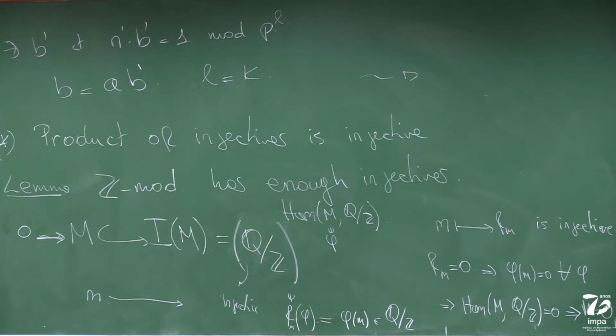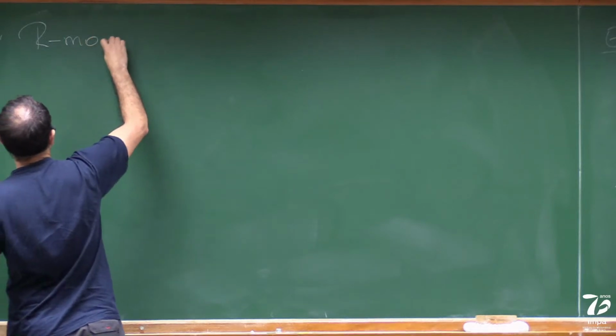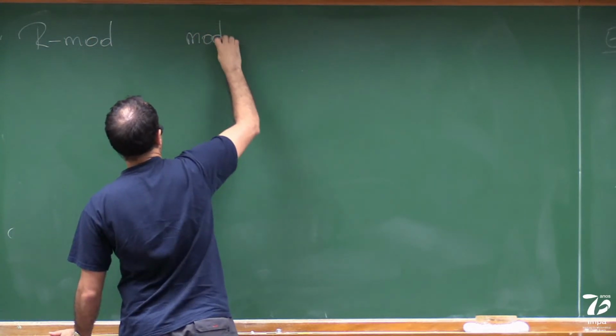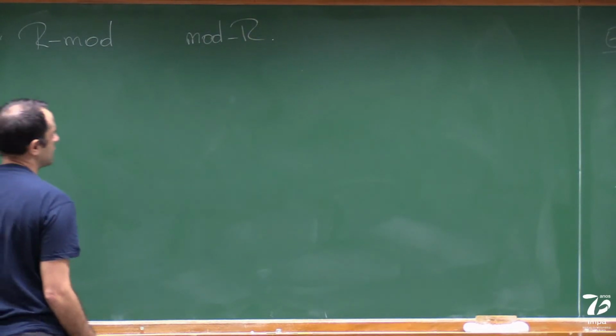Okay, so now I want to prove that using this, I can go to arbitrary R modules. So how about the category of R modules? Or probably I'll do this for the category of right R modules. Have enough injectives.